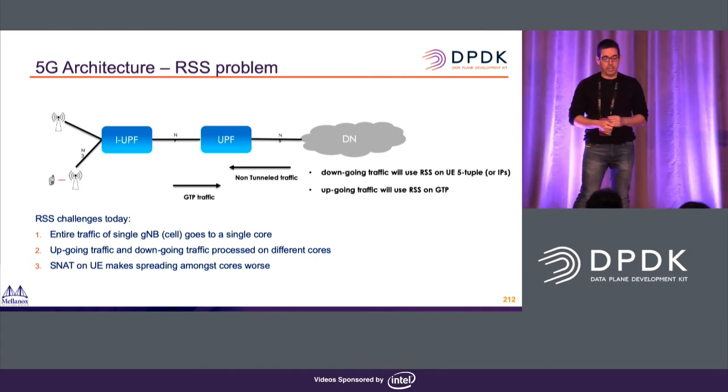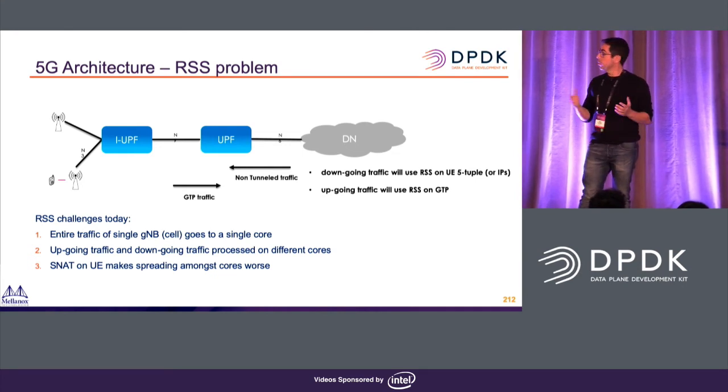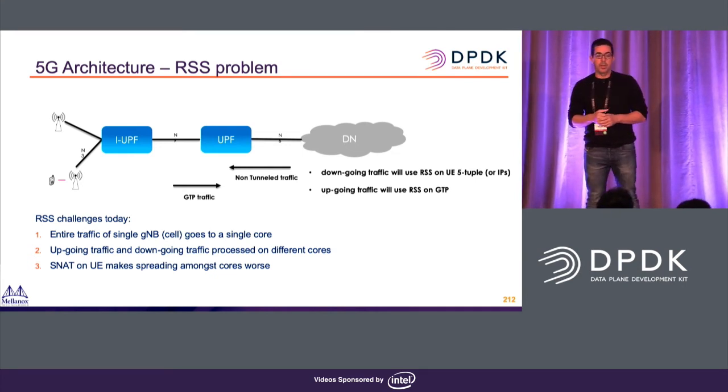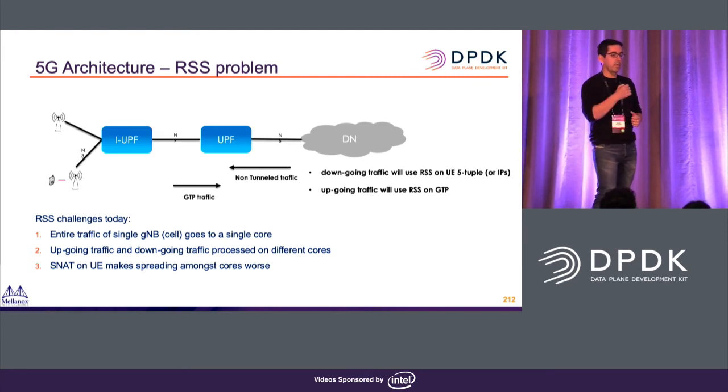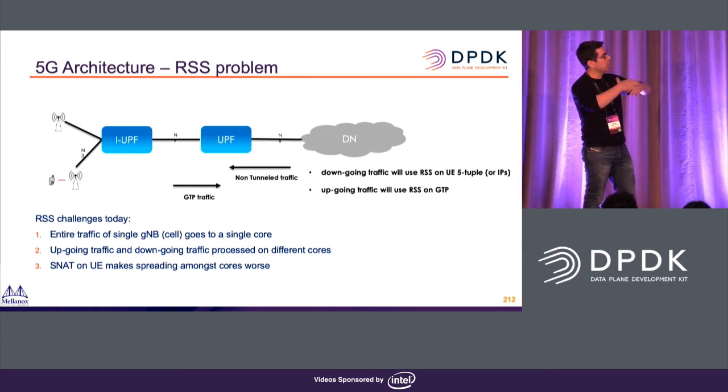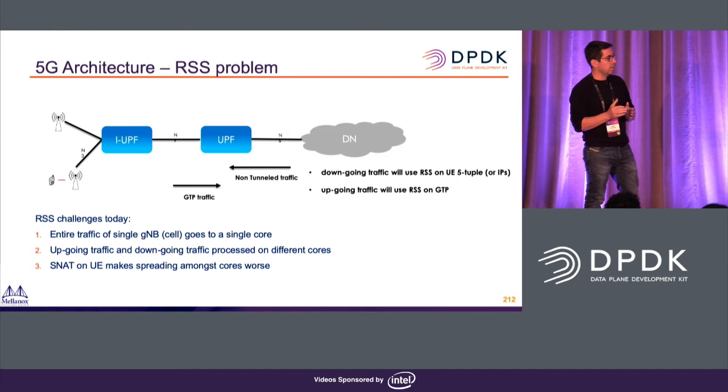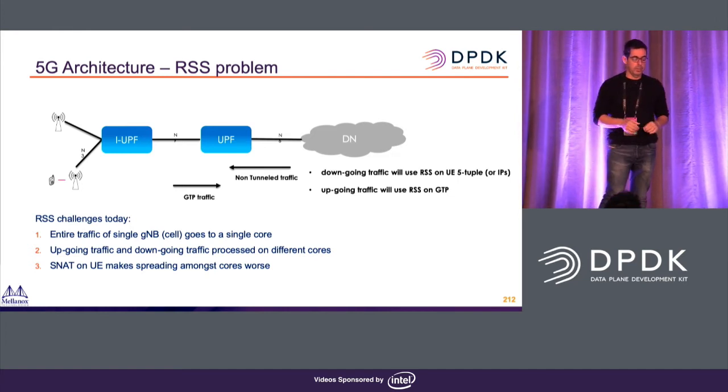For the other direction, you can do RSS on the 5-tuple, but then you have another problem. Many of the functionalities we want are per user equipment, per UE. So if you do a 5-tuple RSS, the traffic will spread among all the cores instead of going to a specific core.